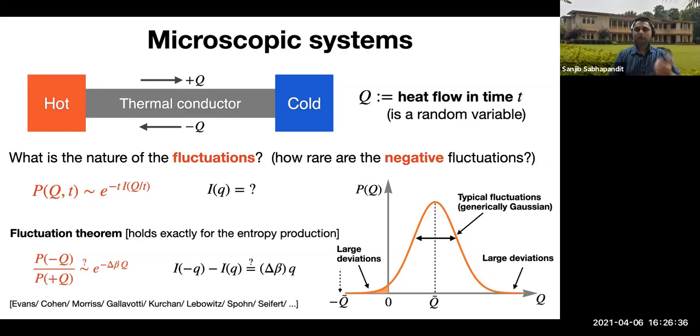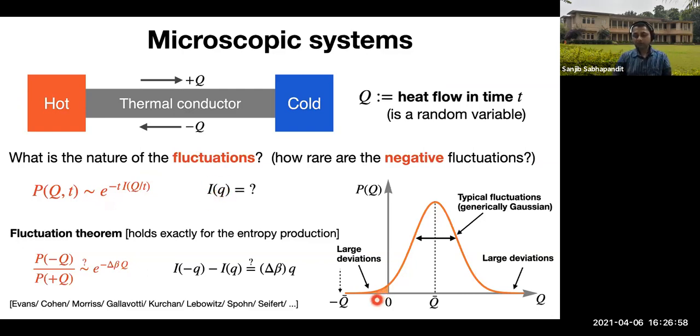So one of the questions you might want to ask is, what is the nature of these fluctuations? You expect that, because this Q is an additive quantity, since it's just the total amount of heat flow in a given time, t is your extensive parameter now. So it should have this large deviation form. The question is, what is this I of Q?